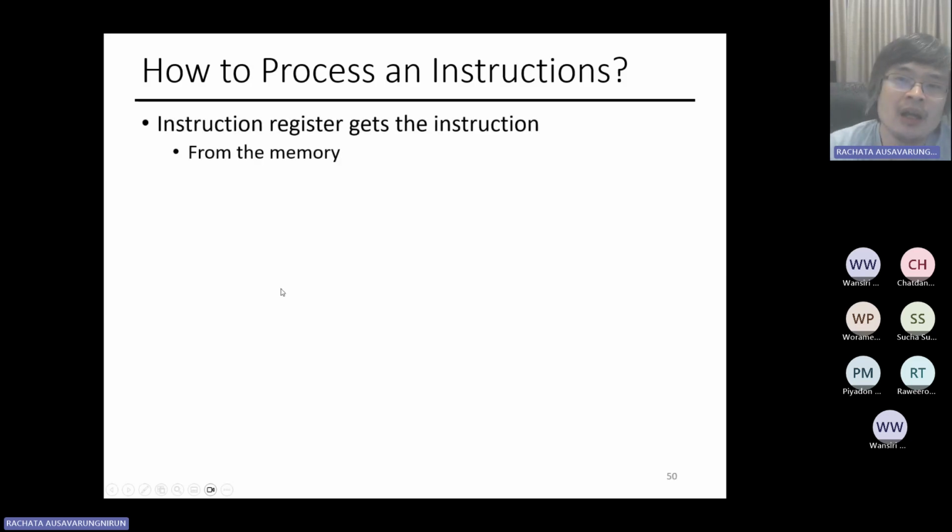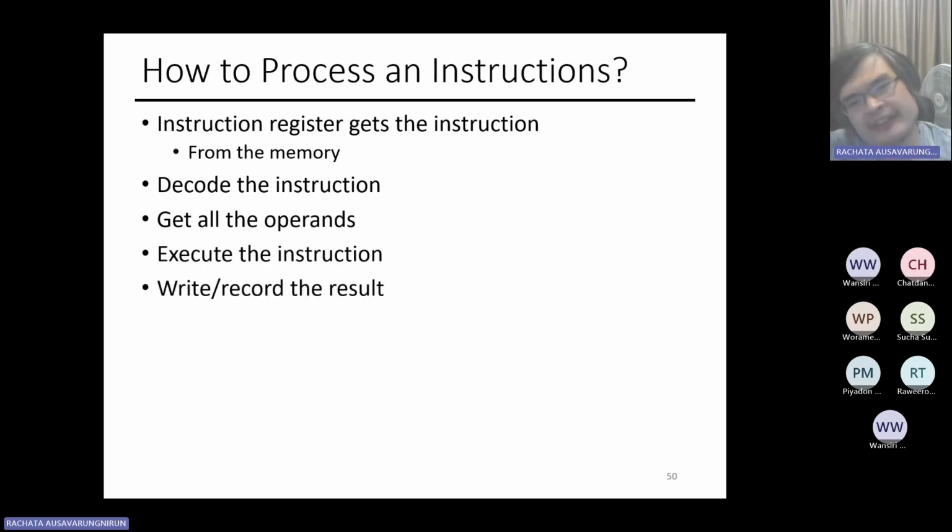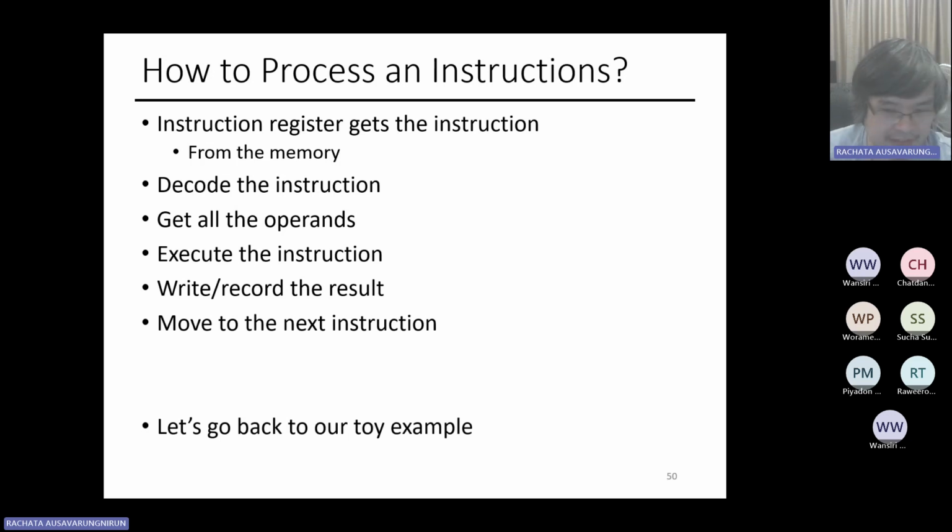All right. Again, recap. How do we process an instruction? Basically, what we need to do is to fetch, get the instruction from the memory, then decode, then get the operand so that we can execute them, and then we write the result back. Again, we always have to go back to these steps because that's fundamentally what needs to happen. Then we'll move to the next instruction.